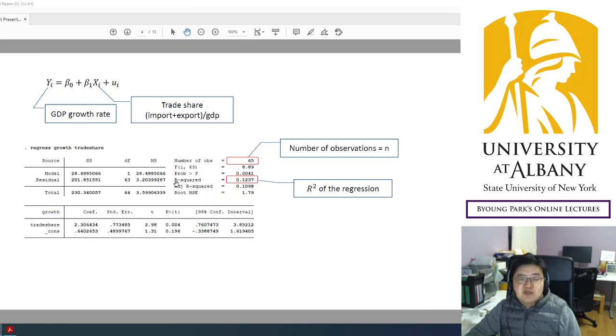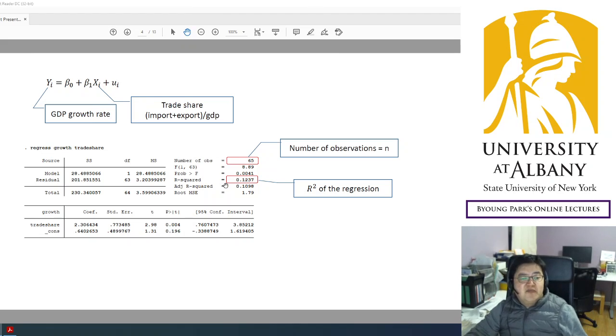And R squared is 0.1237. So we learned it in the previous lecture. This R squared means about 12.37% of the variation in the GDP growth rate is explained by the regression model with the trade share. So the trade share explains about 12% of the GDP growth rate. That's how we interpret the R squared.